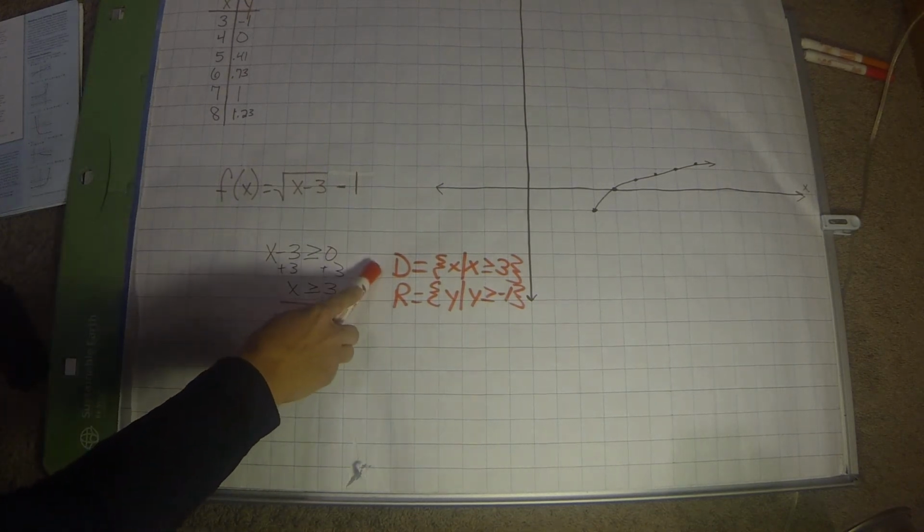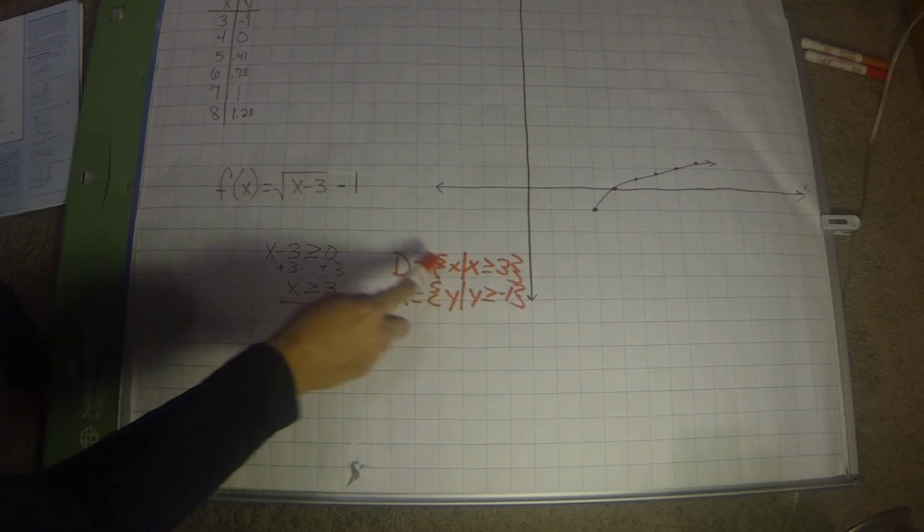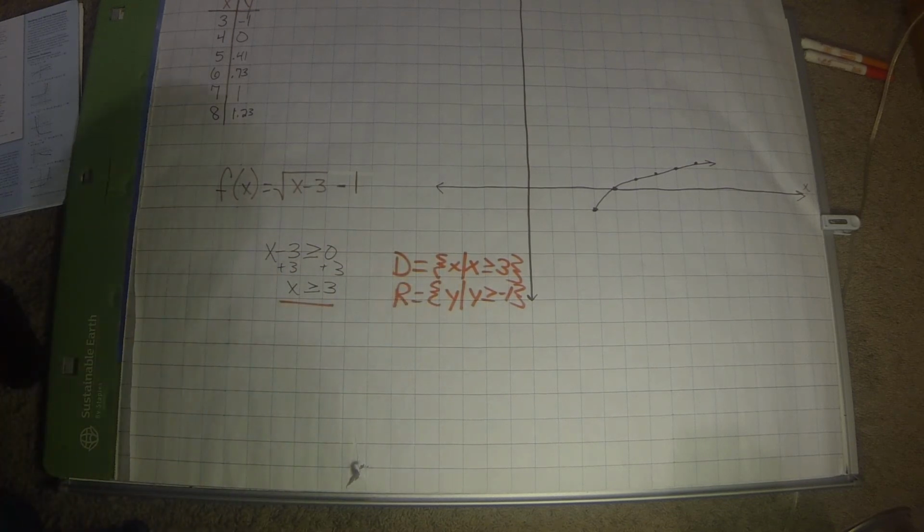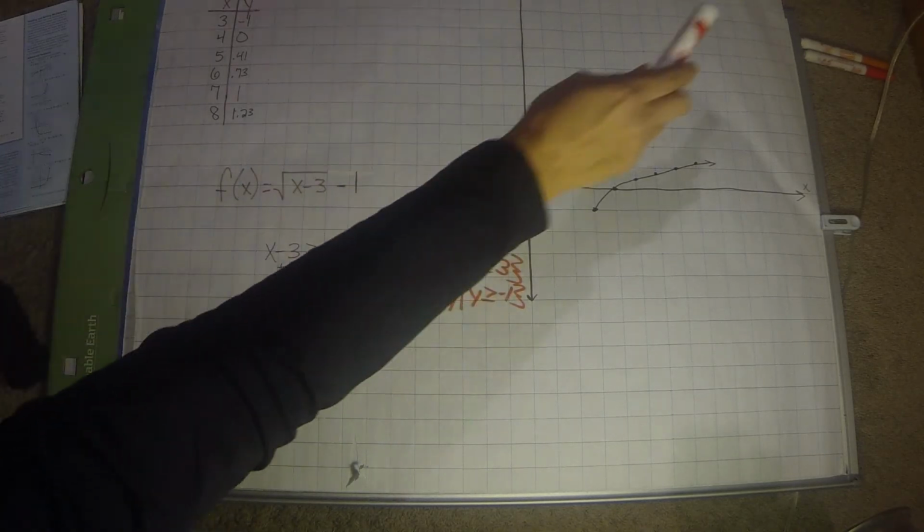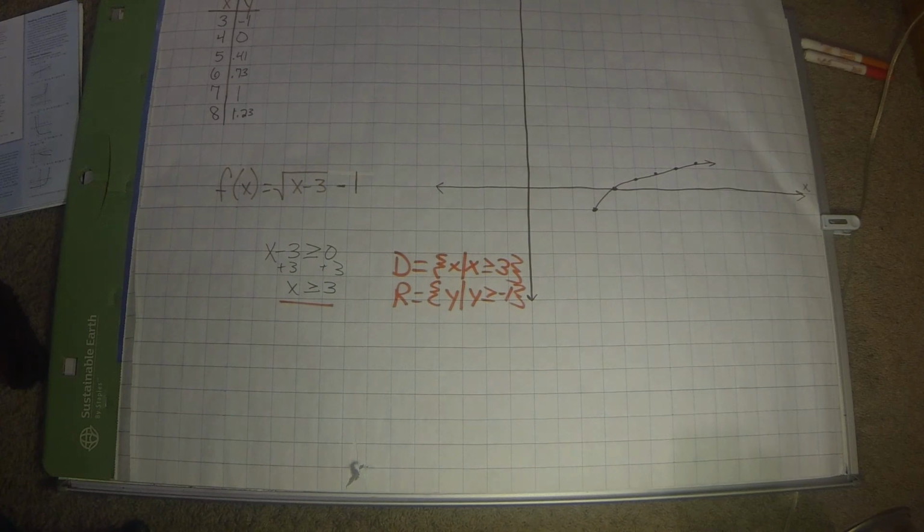So our domain is going to be x such that x is greater than or equal to 3. And our range is y such that y is greater than or equal to negative 1. And again, both of these going into the positive infinity for both x and y.